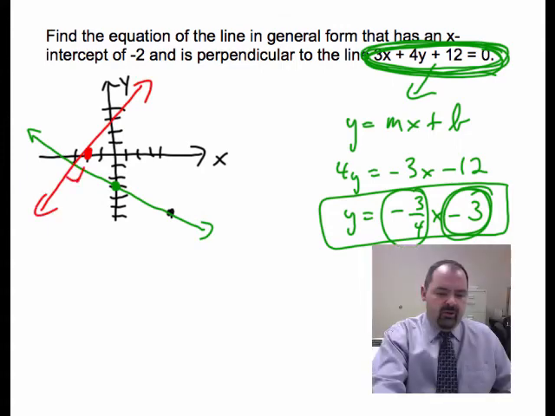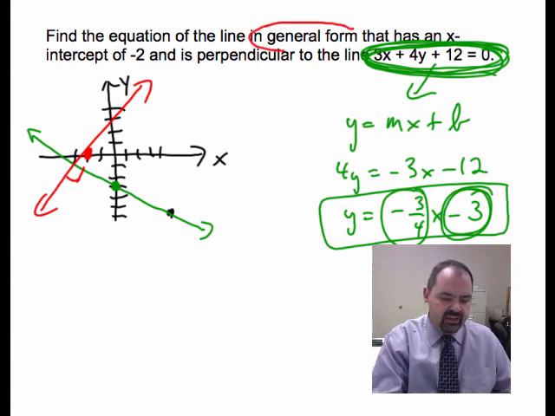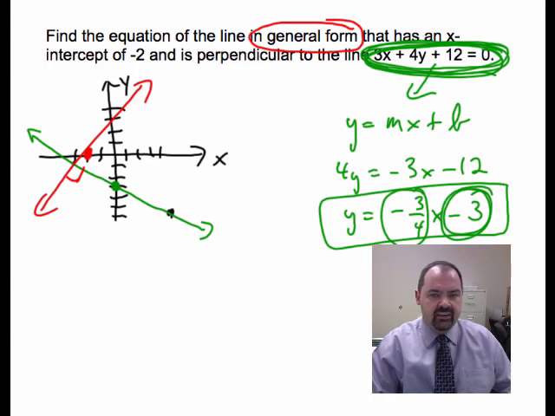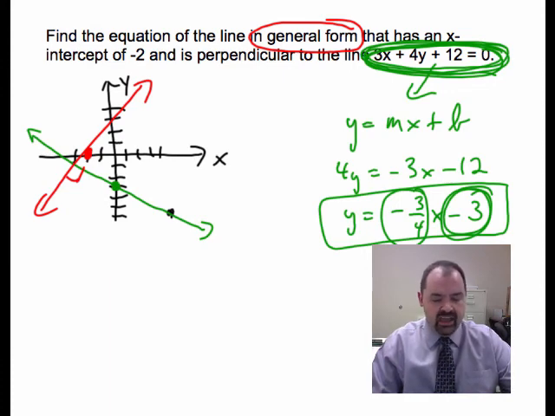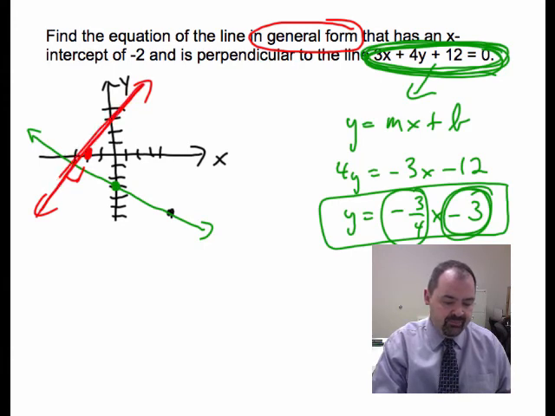Now, the question here is asking us to find the equation of a line in general form. Now, just because we're being asked to calculate the equation in general form doesn't mean that we're going to begin with general form. What we'll typically begin with is one of the two building blocks that I started this video with, either the point-slope form or the slope-intercept form, and it will all depend upon what we know about the line we're trying to calculate.